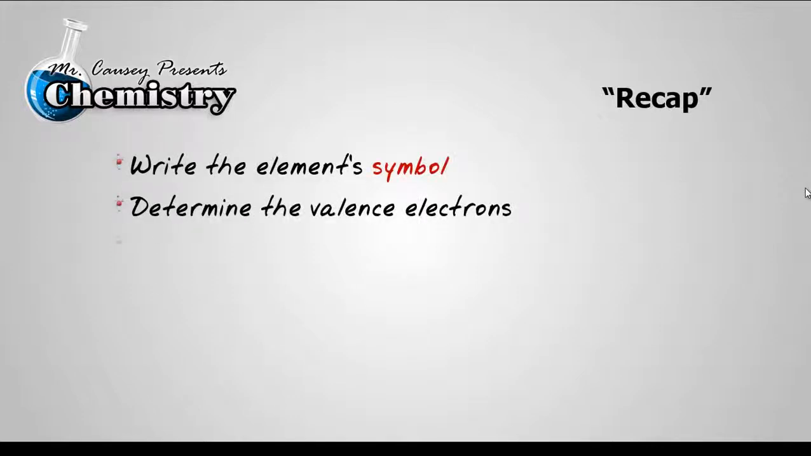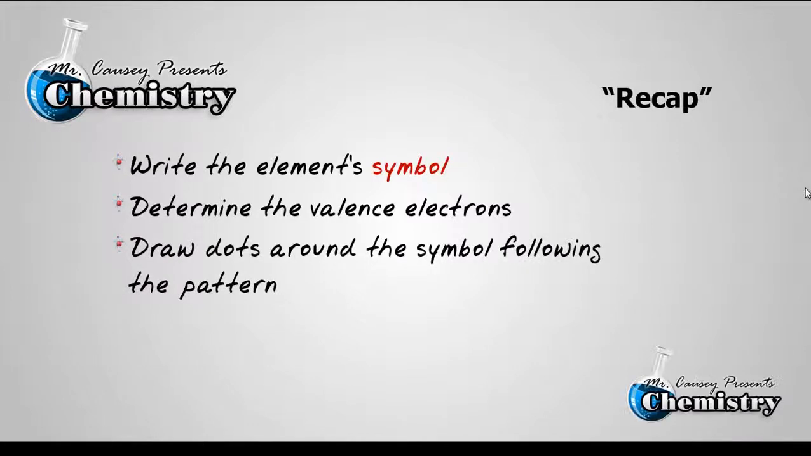All right, let's recap. You write the element symbol. You determine the valence electrons. You then draw the dots around this symbol following the pattern that was described here in the video.